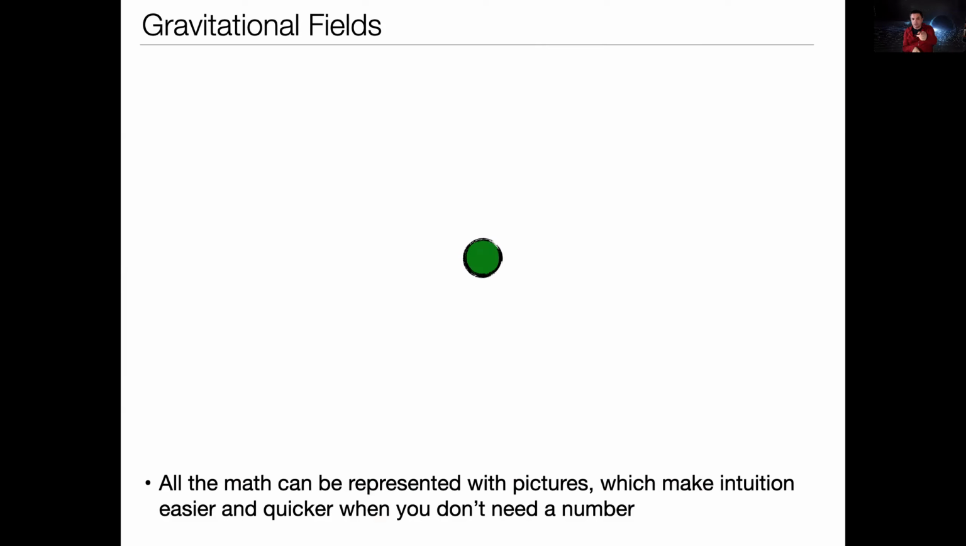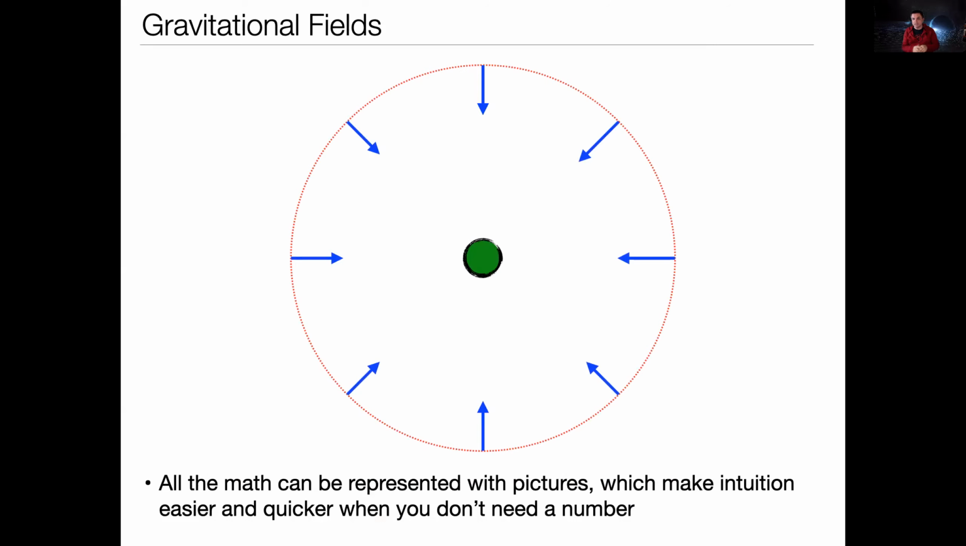Okay, so what I want to do is represent the gravitational force of this planet that I've put here in the middle of the screen with a picture. The way I'm going to do that is I'm going to pick some distance away from the planet, represented by the red circle, okay? And I'm going to draw an arrow that represents the gravitational force that planet's exerting on me if I stand at any of the places there where I put an arrow down.